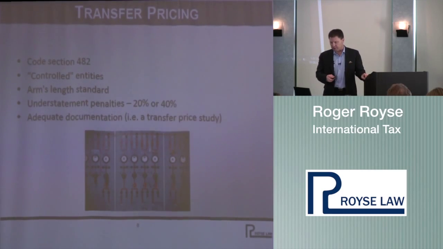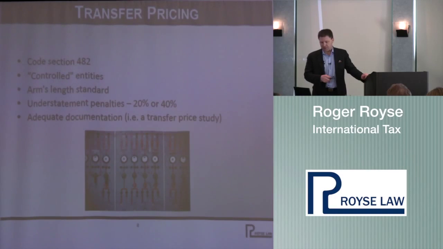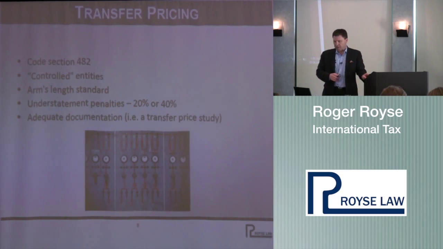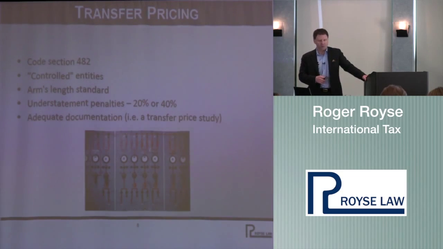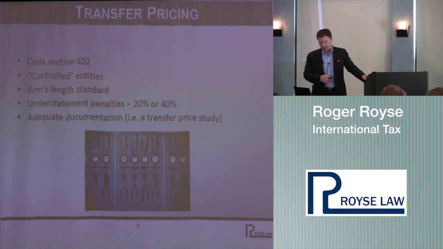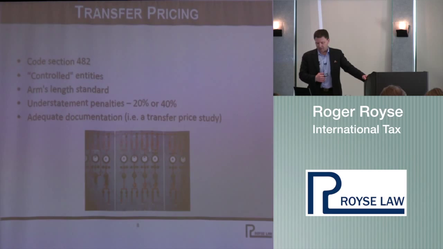And that's the transfer pricing rules. And for those of you that are new to this, it's Code Section 482. It looks for controlled entities, entities under common control, and it requires all transactions among those entities to be at arm's length prices. The penalties are enormous for transfer pricing mistakes. That's why we're always in audit on these things. It could be 20% or 40% of the underpayment in tax, depending on how big the underpayment is. The way you get out of those penalties is by having adequate documentation, a transfer price study.